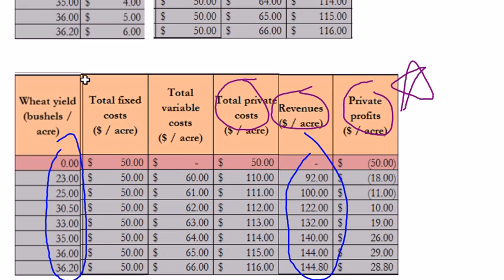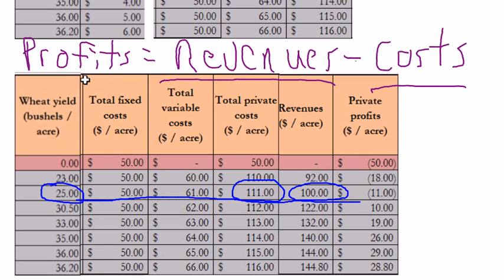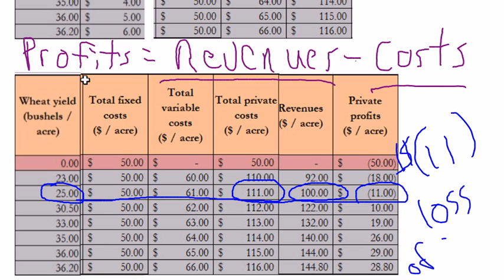Profits meaning the profits earned by the farmer. The profits that you make are just the revenues, the total amount of money coming in from producing wheat, minus your total cost, total money going out. Let's look again at the example of when we produce 25 bushels per acre. We see that our total costs are $111. Our total revenues are just $100, so we would lose $11. And when you see this in accounting, whenever we're talking about money, that's a loss of $11.